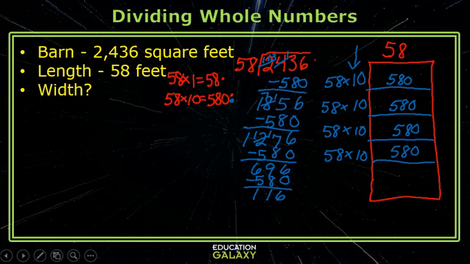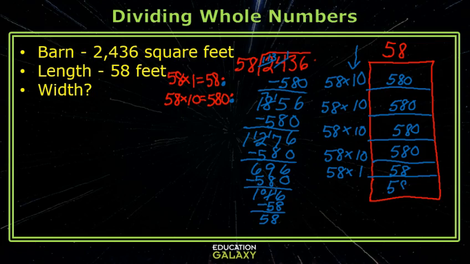I cannot take out any more sets of 580, but I can take out a set of 58. So I'll write 58 times 1, and I still subtract. I can take out one more set of 58. Yay, I have a zero remainder.